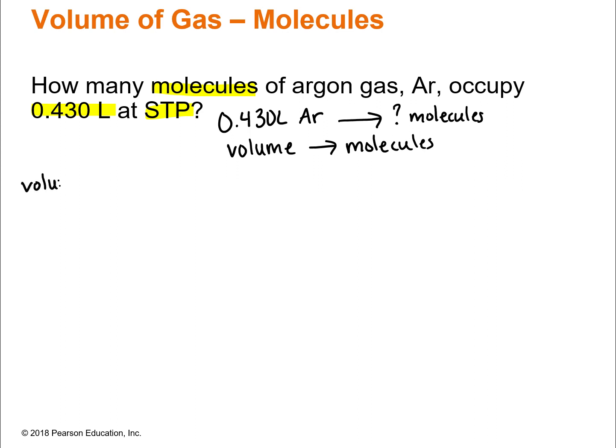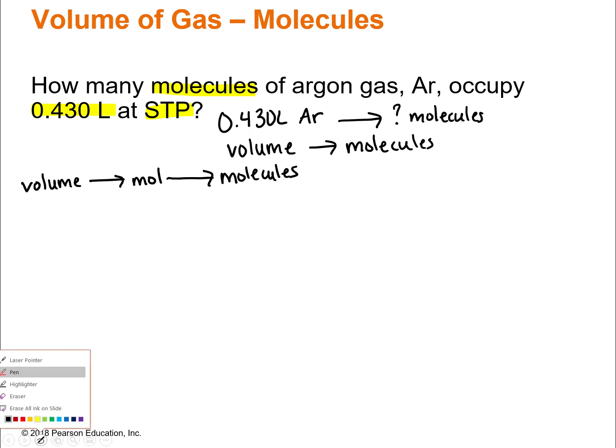Starting with the volume of gas, we can calculate the number of moles. Once we know the moles, the sky is the limit. But we're just going to go for calculating molecules. The first step is going to look very similar to what we just did. Take the volume, convert it to moles.